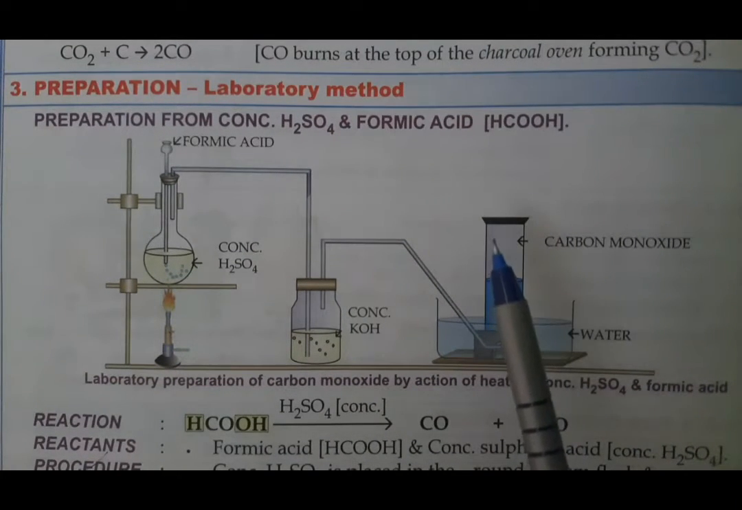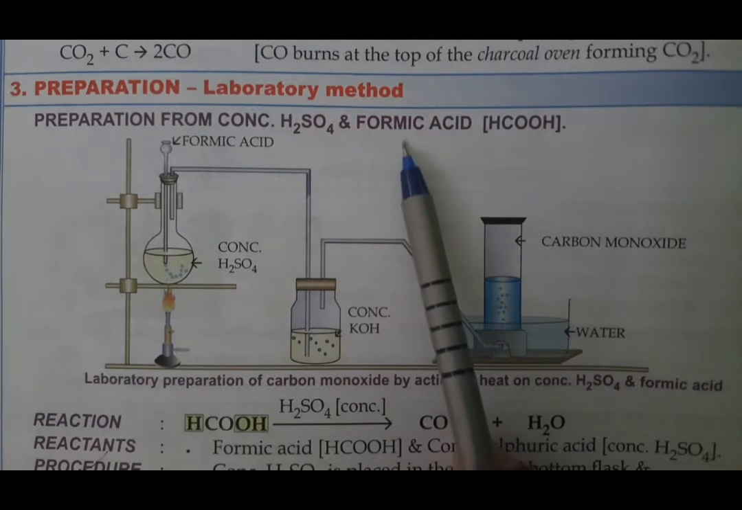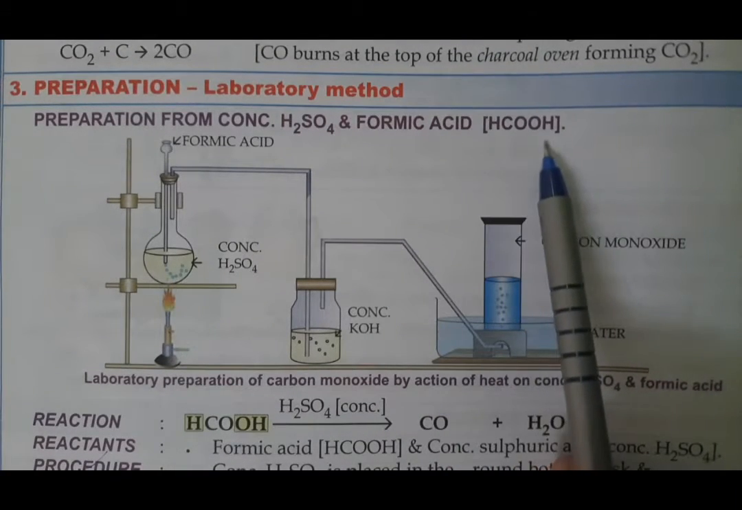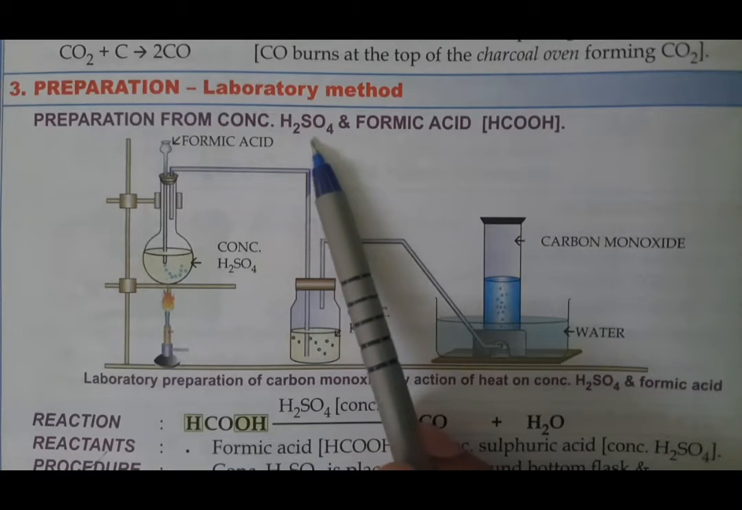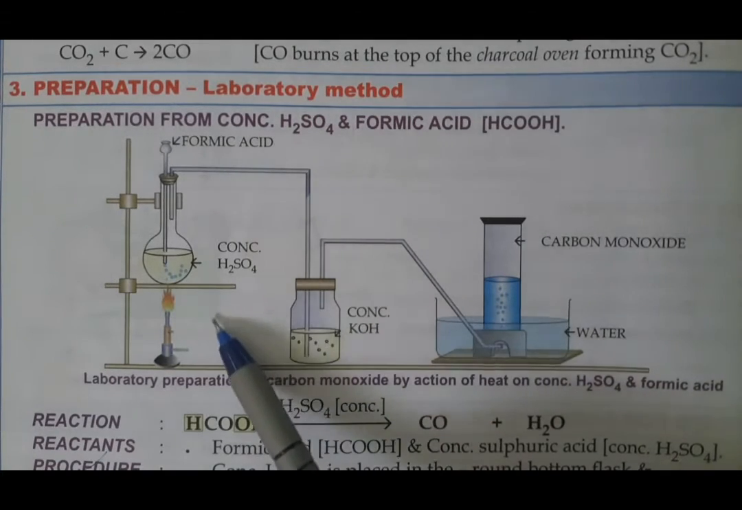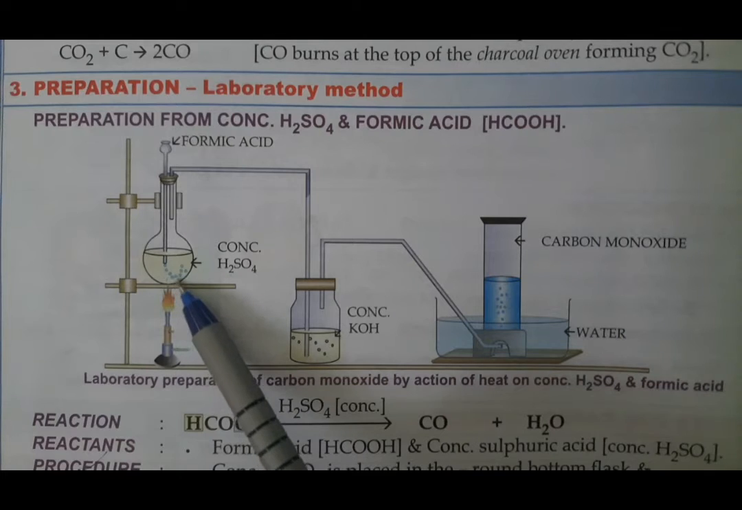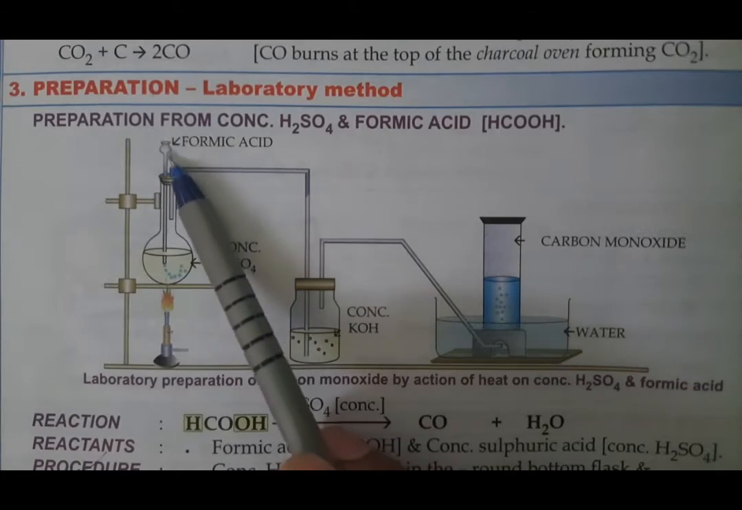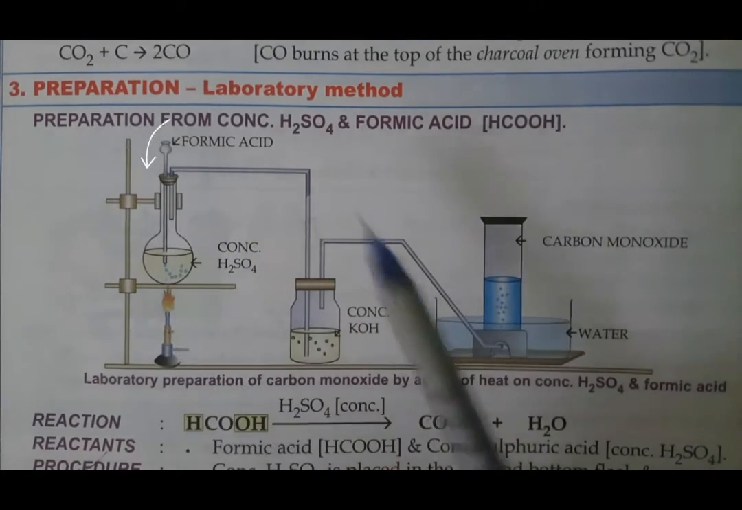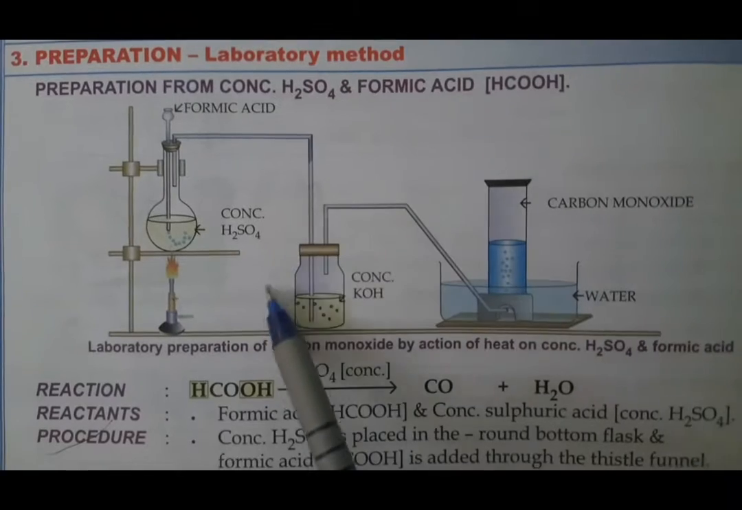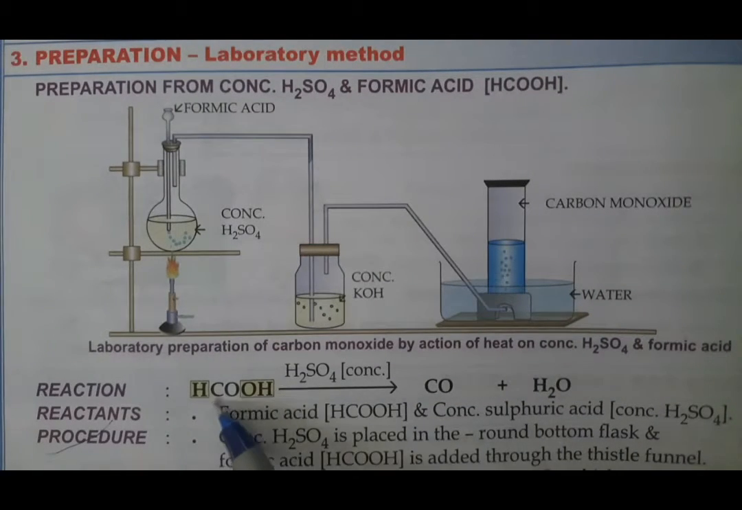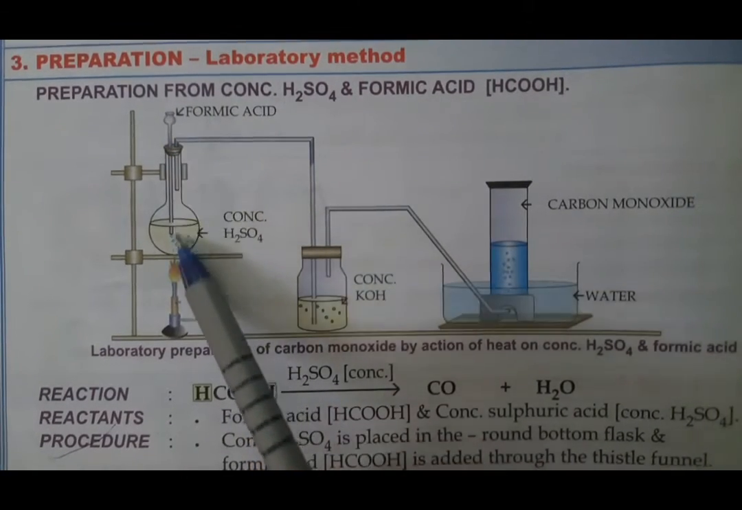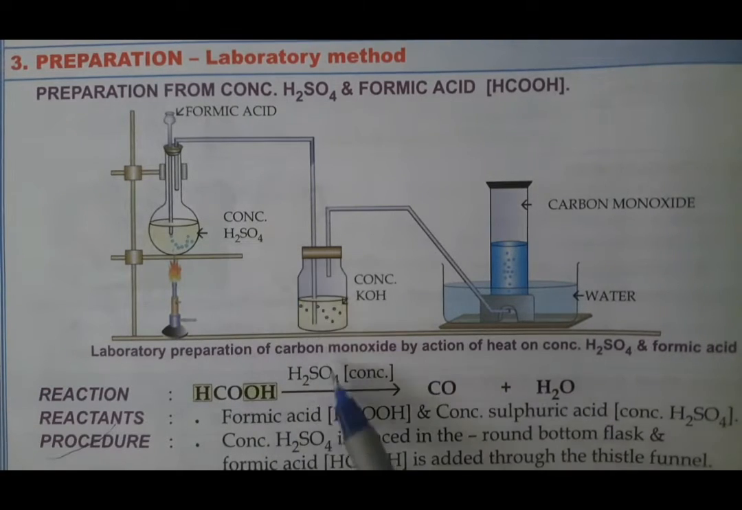So do remember, in the lab carbon monoxide is produced by reacting concentrated sulfuric acid with formic acid. Formic acid's formula is HCOOH and sulfuric acid's formula is H2SO4, which is taken in concentrated form. You can see here in this bottle concentrated sulfuric acid is already present. From the top you're going to pass formic acid, and the reaction which occurs is this one. Formic acid, HCOOH, which you're putting from the top, and concentrated sulfuric acid is here.